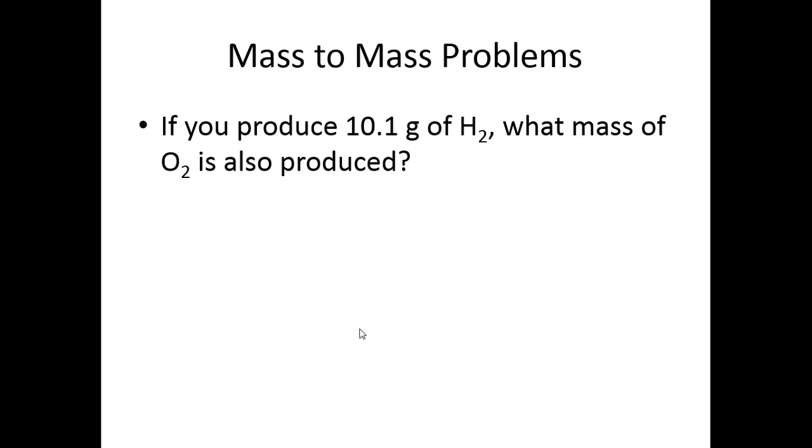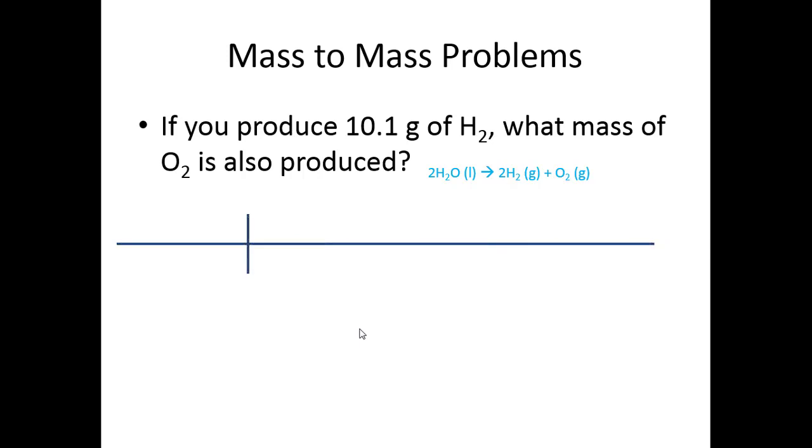Let's do a couple more examples. If you produce 10.1 grams of H2, what mass of O2 is also produced? Again, just as a reminder, here's our balanced equation. And now we're ready to do our math. Convert mass of what we know. So what are we given in the question? 10.1 grams of H2. We need to convert that to moles of H2.